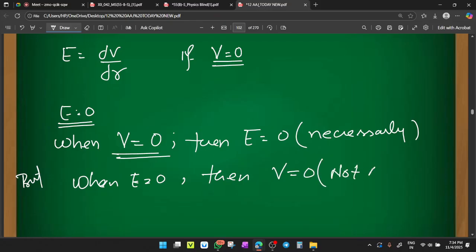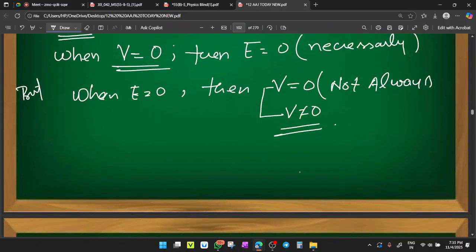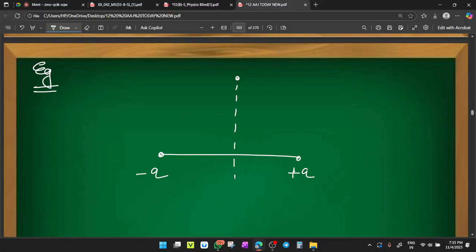Clear? Not always. So there is a possibility V may be 0 or V not equal to 0. Both the cases are possible. Like an example, see, in the case of the equatorial position in a dipole, there is a minus q here and a plus q here. So check this at the point of the equator.